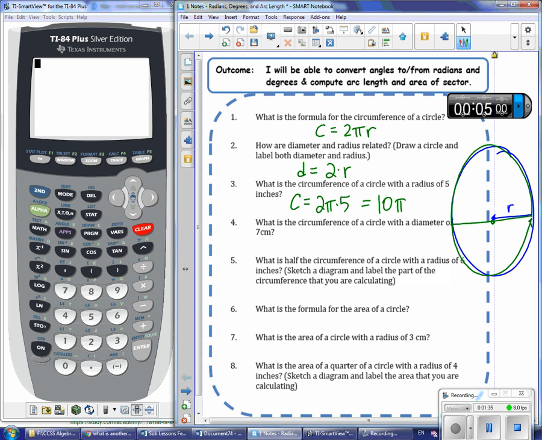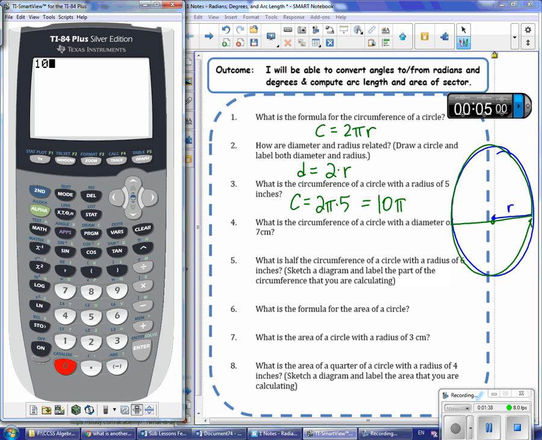Because if I were to go into my calculator and type in 10 times pi, and you notice you do have a calculator, I'm sorry, you do have a pi symbol on your calculator. If you hit second and that little caret button, you can get the value of pi. And then you get this number here. That is considered an irrational number, so even when we round, it's not going to be exact.